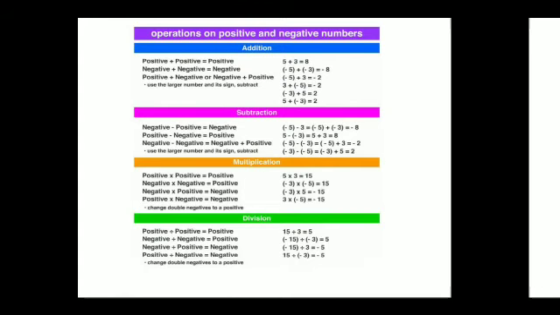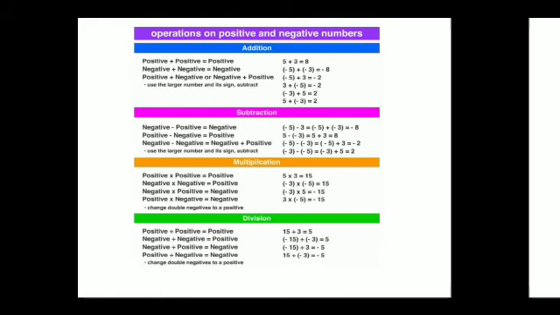Operations of positive and negative numbers. Addition: positive plus positive is equal to positive, negative plus negative is equal to negative. In the addition case, the value will be added, but the sign stays the same. Positive plus negative or negative plus positive is equal to what? Use the larger number and its sign, and subtract. All right, subtraction: negative minus positive is equal to negative, positive minus negative is equal to positive. Multiplication: positive times positive is positive, negative times negative is positive, positive times negative is negative.